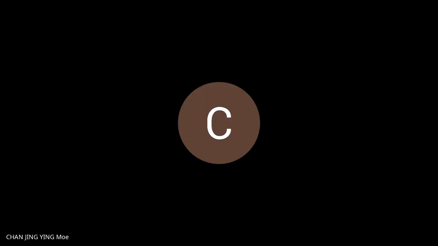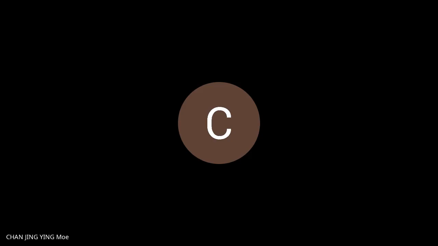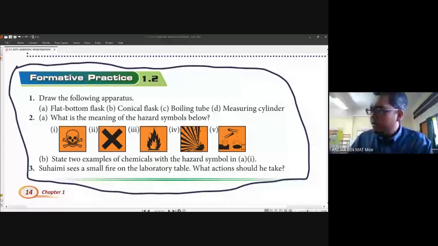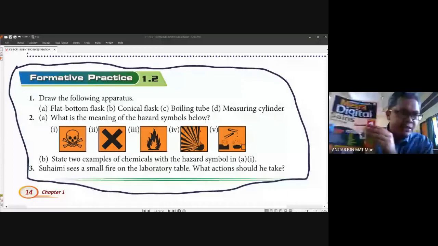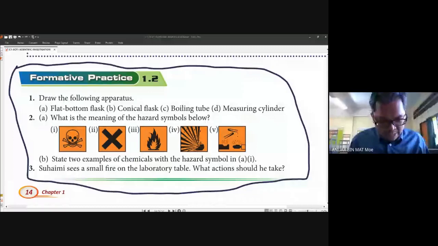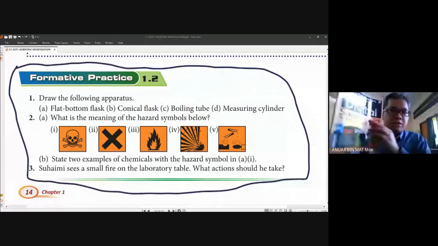And then the workbook, what type of workbook? I also forgot. You already bought the workbook, right? Yes. The science process skill, right? Chan Jing Ying, this book. Oh, okay. Hey, why a different book? Okay. Mesra Digital, right? Mesra Digital, this one. Okay, I already got the book.